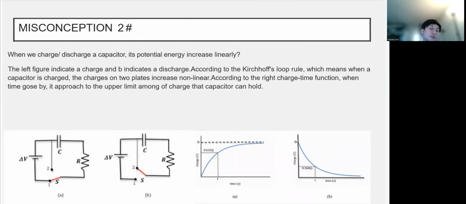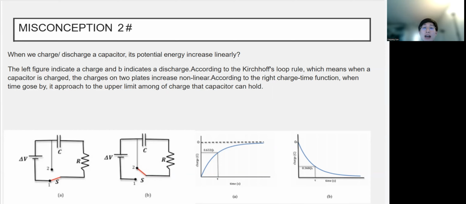Misconception two: when we charge a capacitor, its potential energy increases linearly. The left figure indicates a charge and the right indicates a discharge. According to Kirchhoff's loop rule, when the capacitor is charged, the charge on the two plates increases non-linearly. According to the right charge-time function, as time goes by, it grows toward the upper limit of the charge the capacitor can hold.